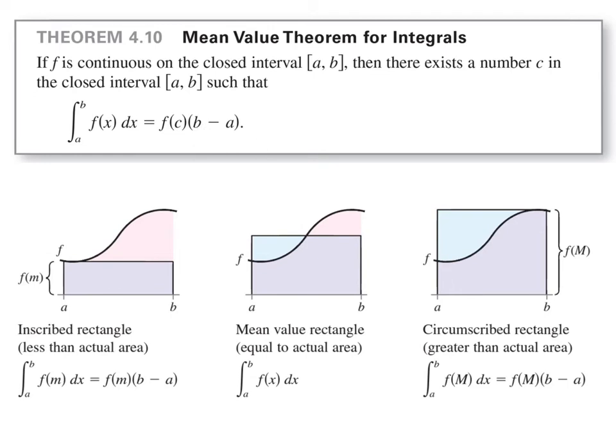What this theorem is actually saying is that somewhere between the inscribed and the circumscribed rectangle, there is some rectangle with height f of c here in the middle whose area is actually equal to the actual integral. This doesn't tell you what that c value is, it just says that, hey, it exists and you can find it.